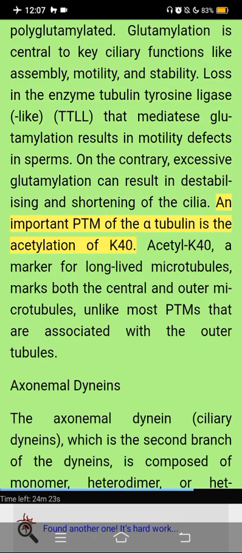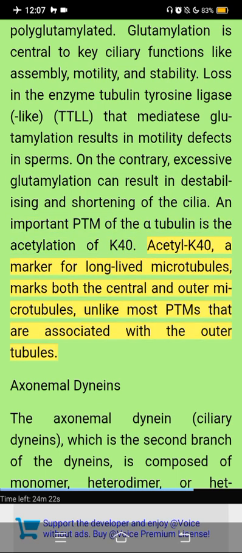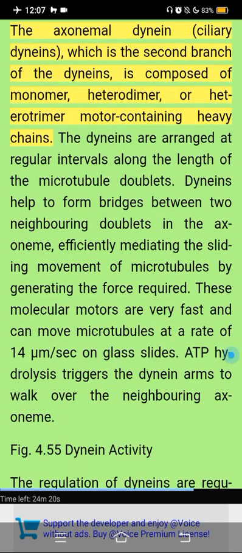An important PTM of the alpha tubulin is the acetylation of K40. Acetyl K40, a marker for long-lived microtubules, marks both the central and outer microtubules, unlike most PTMs that are associated with the outer tubules.